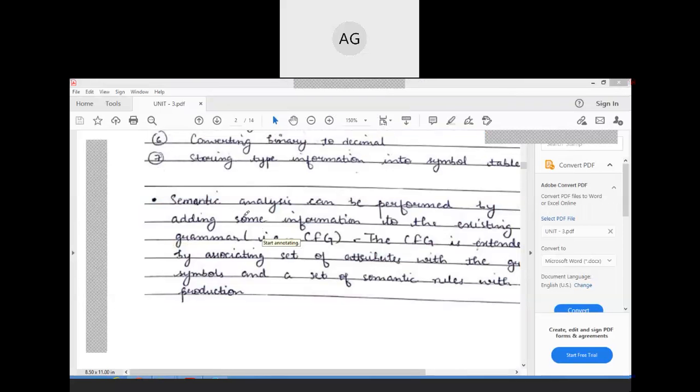Now the semantic analysis can be performed by adding some information to the existing grammar. As we already saw in the first diagram, after the CFG we need to add something for the semantic rules. So the CFG is extended by associating a set of attributes with the grammar symbols and a set of semantic rules with the productions. So it is just the definition.